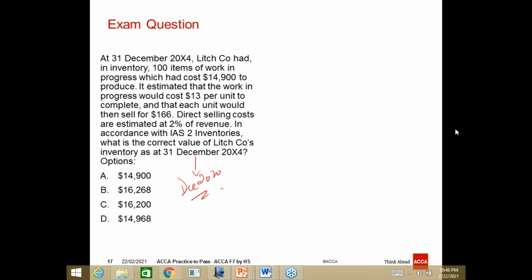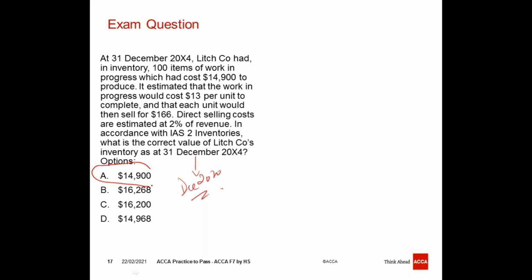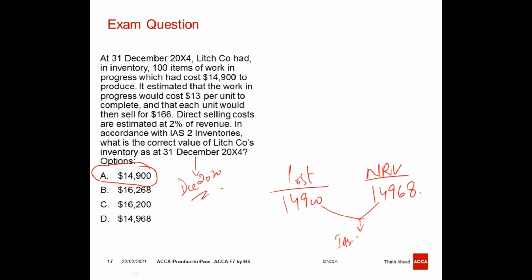So the right answer for this question is A. Is it clear? Because when you do the calculation, the cost of this inventory is 14,900, but its NRV will be 14,968. So we need to report the inventory at the lower of cost and net realizable value, which is 14,900. I hope it's clear now.